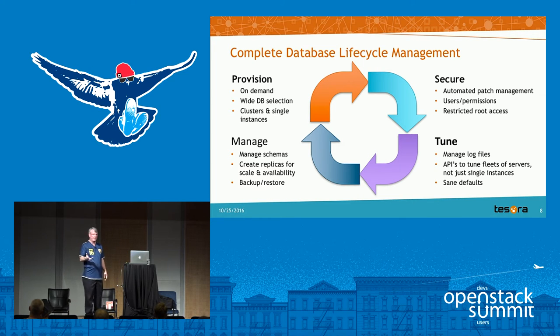Tuning, I talked about some of this. You can provide log file access to people. For example, the slow query log on MySQL is accessible through the API. There's configuration management, which is for tuning. You can provide database-specific tuning settings, and you can not just point at one instance and say do it to this one, but push it down to multiple instances simultaneously. On the management side, there's some schema management, the replication I talked about for scale and availability, and backup and restore.